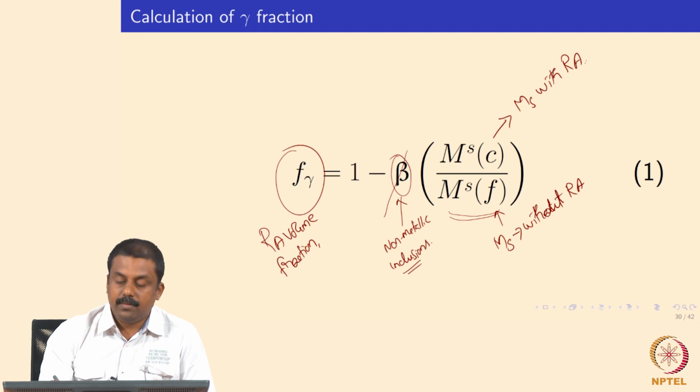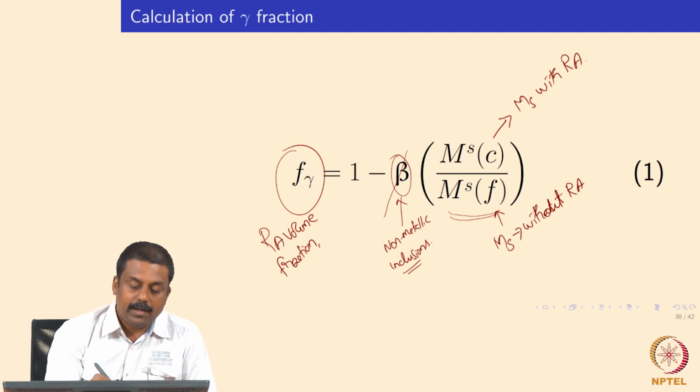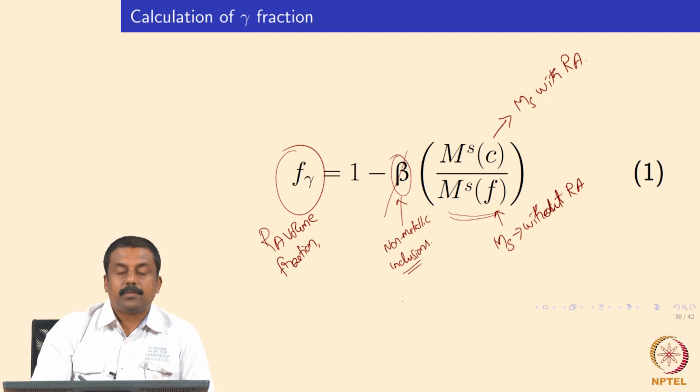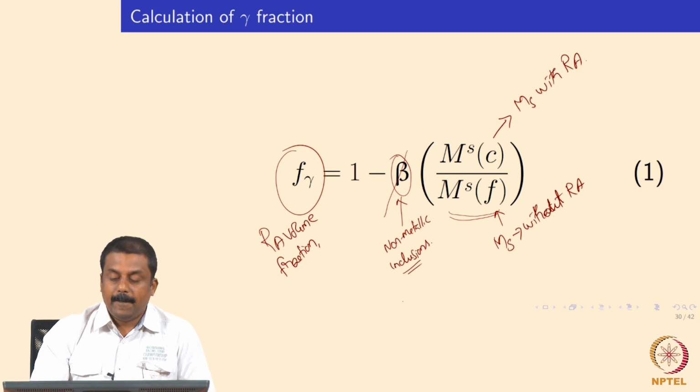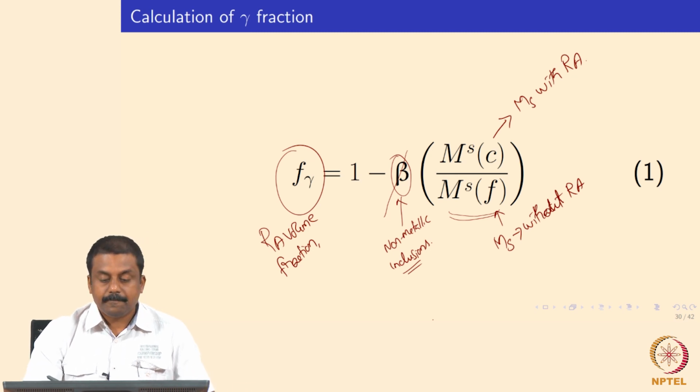So this would lead to the calculation of retained austenite volume fraction in the microstructure. This is the basis for the measurement of retained austenite using the magnetic method, where we measure the saturation magnetization with and without retained austenite, and then we can calculate accurately from the saturation values the amount of retained austenite present in the microstructure.